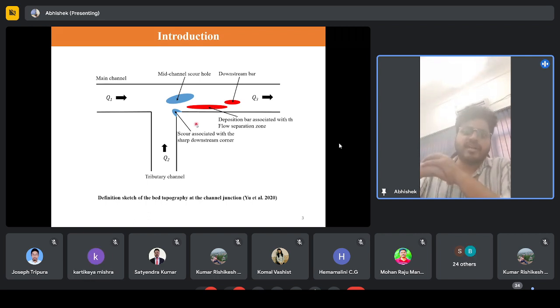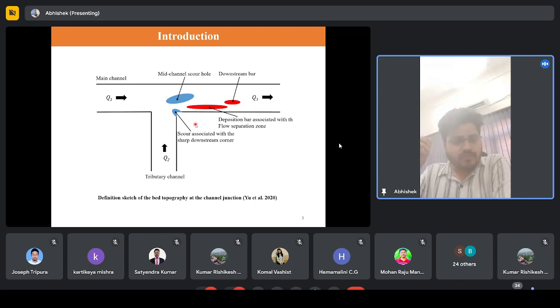So now here I have demonstrated the characteristic flow features and the characteristic bed features, and how these features are related to each other. The flow features and bed features are interrelated, and they govern the formation and evolution of each other. So we will try to understand here the relation between the bed and flow evolution.